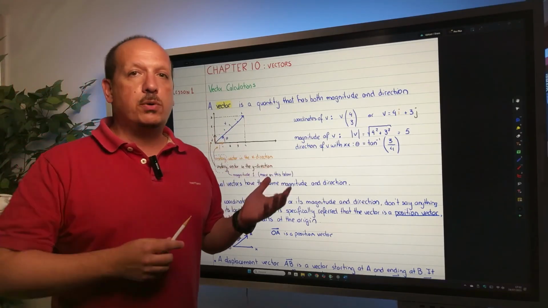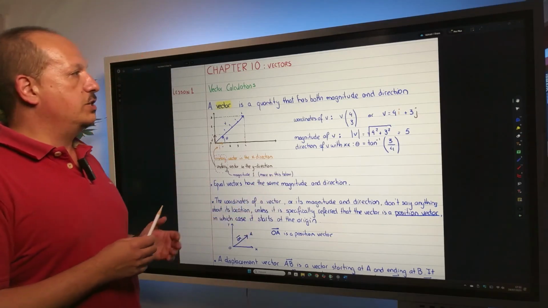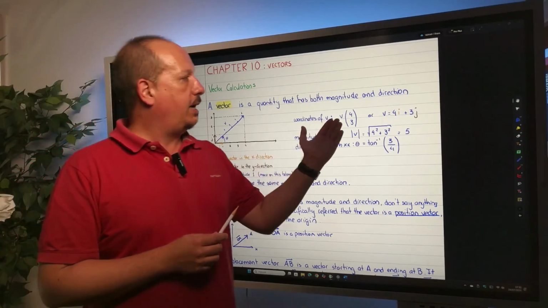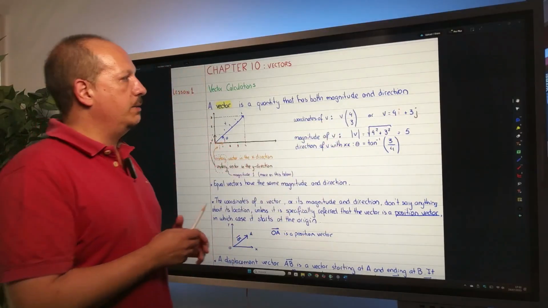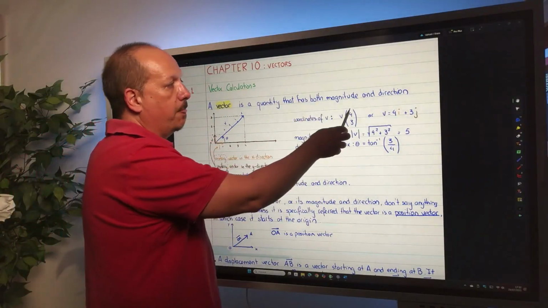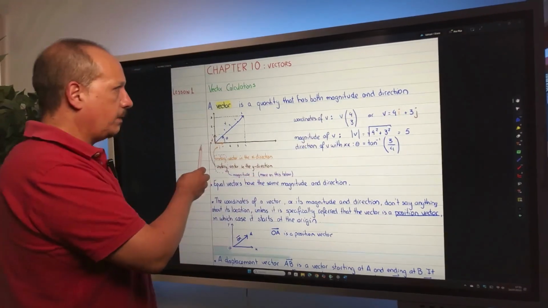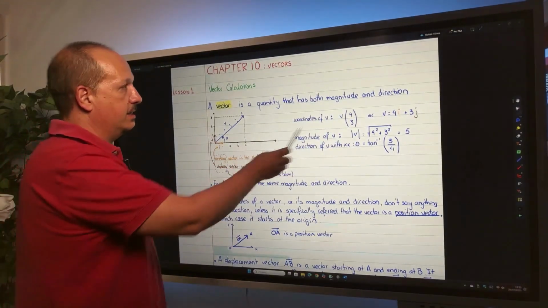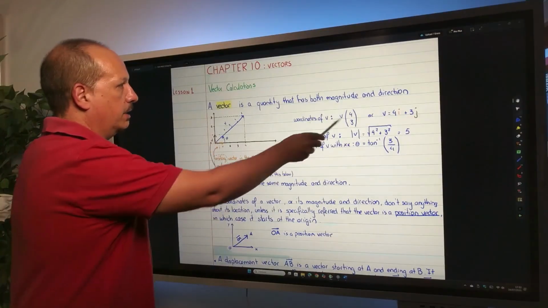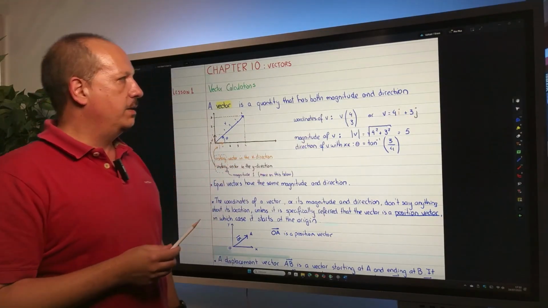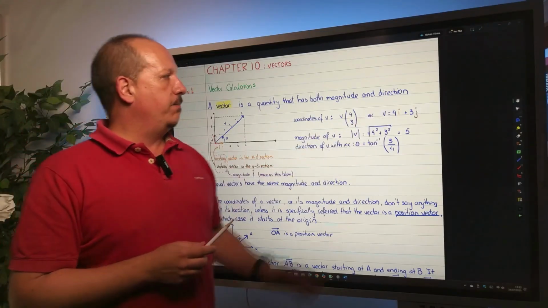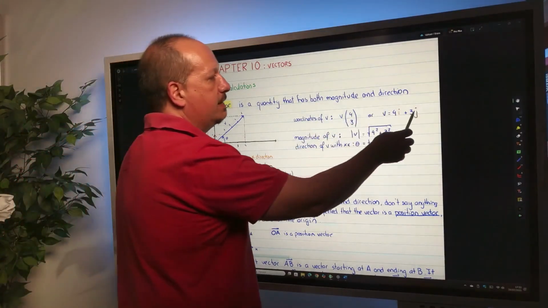Now, how do you represent this? In most of the questions that you'll find here, you'll have either this representation or that representation. This one is a column representation. On top goes the coordinate on the x-axis, in this case 4, and at bottom goes the coordinate on the y-axis, 3 in this case. You can also see it like this: v equals 4i plus 3j.